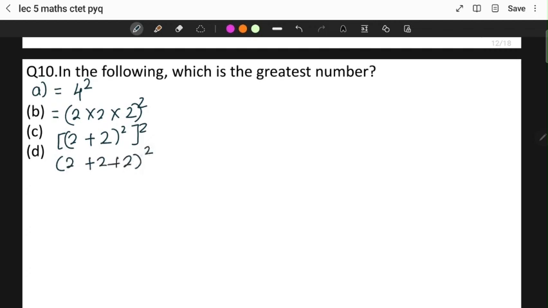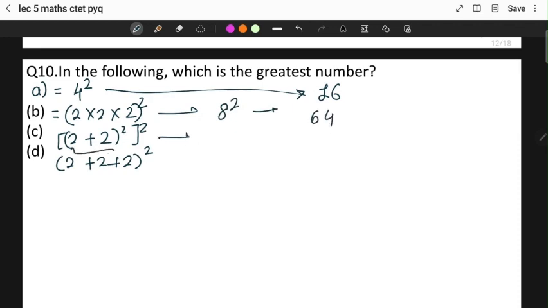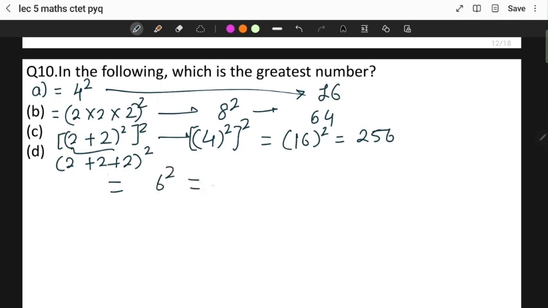If we find the answer of 4 square, what will I get? 16. 2 into 2 into 2, what is the product? Product of 2 2s is 4, 4 2s are 8, it means 8 square, this will give me 64. 2 plus 2 will give me 4, 4 square square. What is 4 square? 4 square is 16, 16 square is nothing but 256. 2 plus 2 plus 2 will give me 6, 6 square is 36.